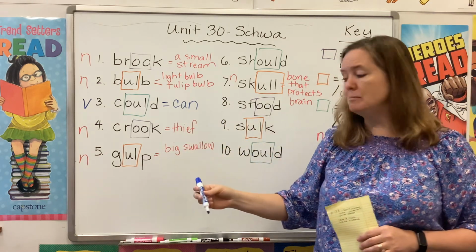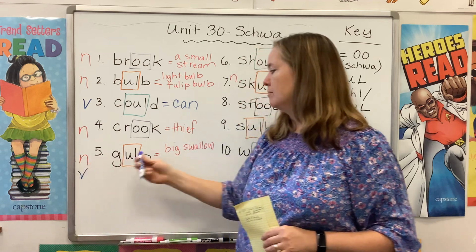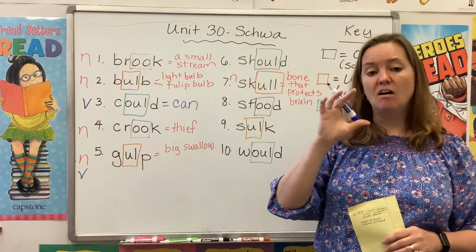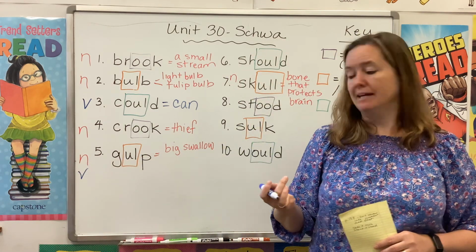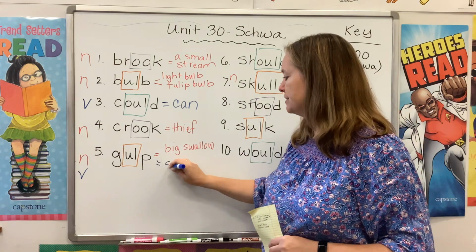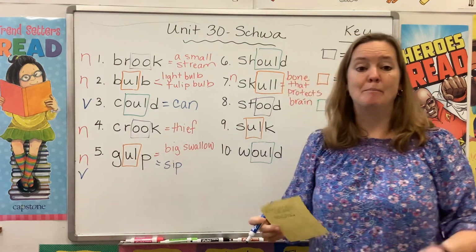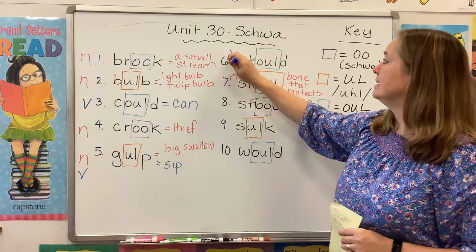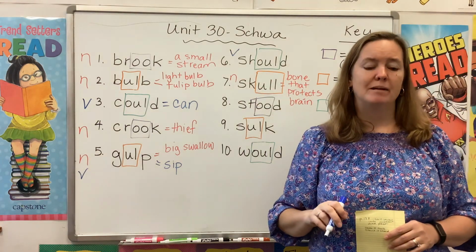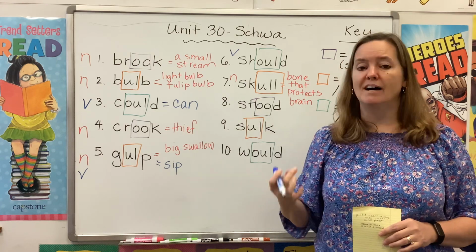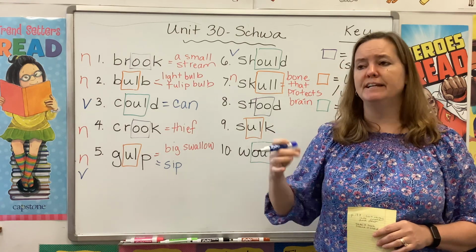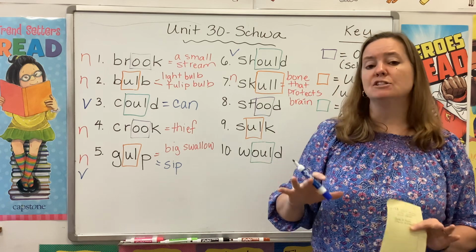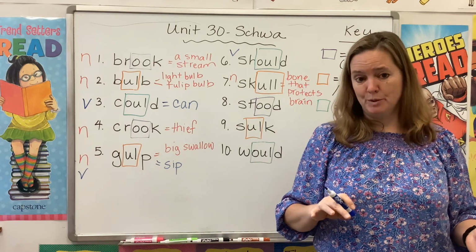Gulp can be used as a verb. When you take that gulp, you are gulping. So gulp is another word for sip, but big sips. Should is another verb. It describes what we ought to do. So I should do my homework. I should clean my room.